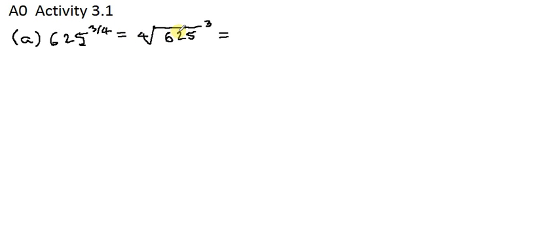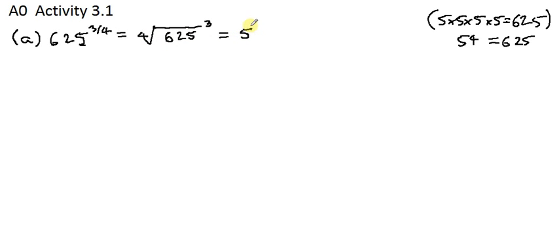With a calculator it probably doesn't make much difference, but in fact 625 is quite a nice number because it just so happens that 5 times 5 is 25, times 5 is 125, times 5 is 625. So 5 to the power 4 equals 625. So the fourth root of 625 is 5. And we've got to raise that to the power 3. And 5 times 5 is 25, times 5 is 125. So we can do that one without any calculator at all.